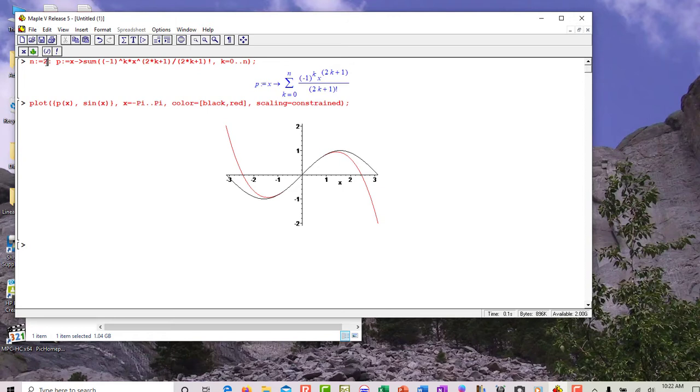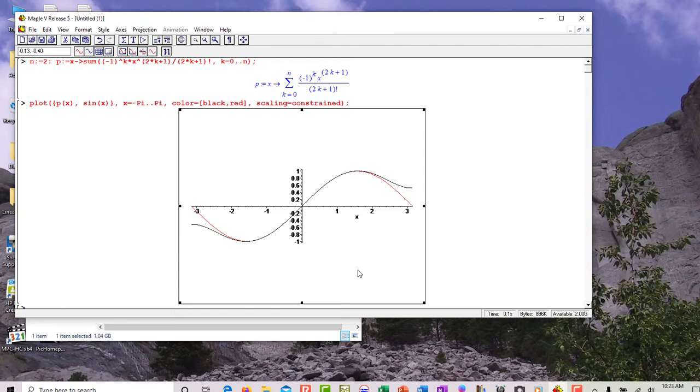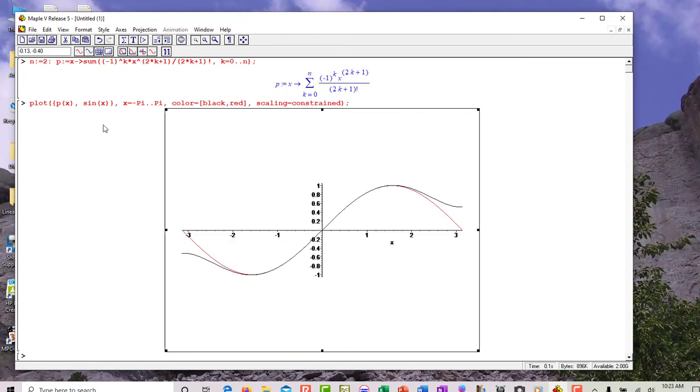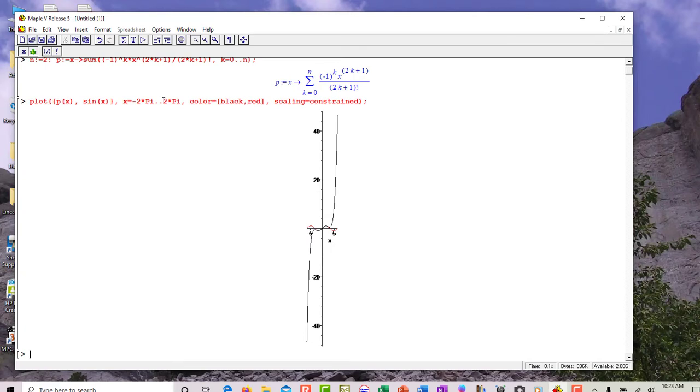What about 5th degree? 2 times 2 plus 1 is 5. This will be the Maclaurin polynomial of degree 5. You can see that the match is a little bit better. We'll make this a little bit bigger so you can see it perhaps a little better. And that's the Maclaurin polynomial of degree 5 here. If we go out even a little bit further on each side, it makes it very clear which is which.